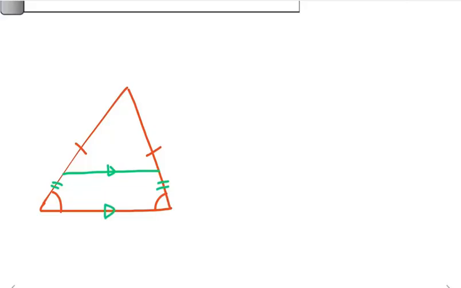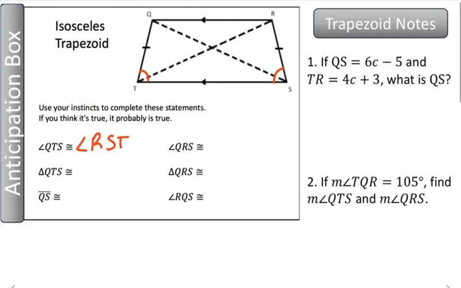Well, if we add a segment inside of that red triangle that is parallel to the bottom side of that triangle, and we do it in such a way that the non-base sides of the trapezoid are congruent, well, it stands to reason that those base angles in the trapezoid will still be congruent. So that's kind of the best way I can explain that.